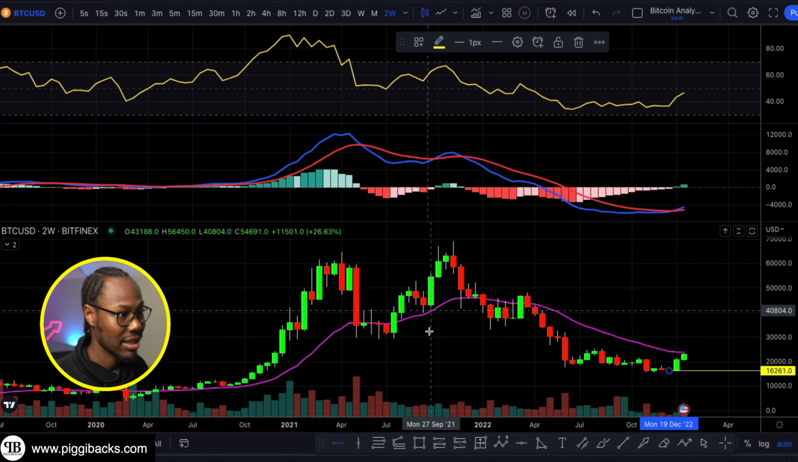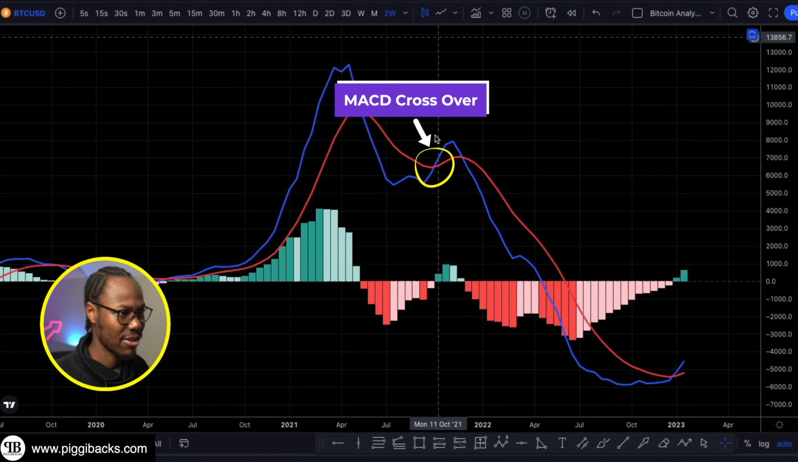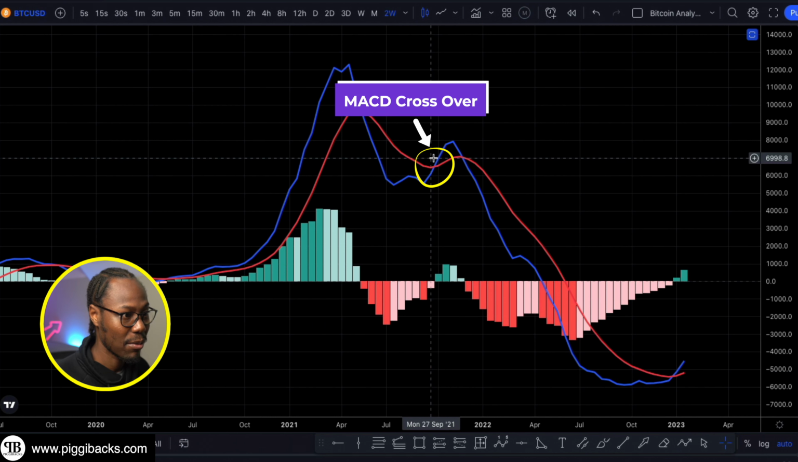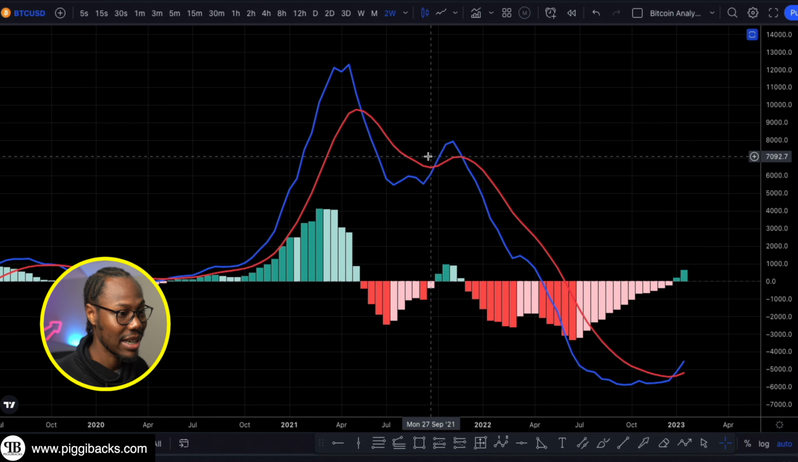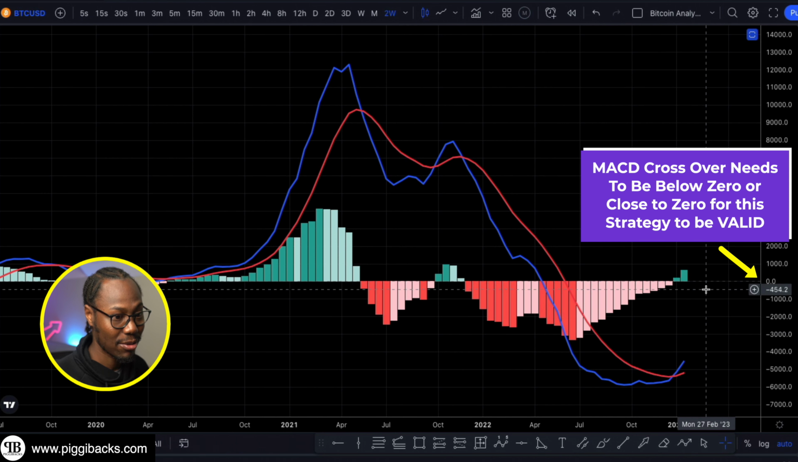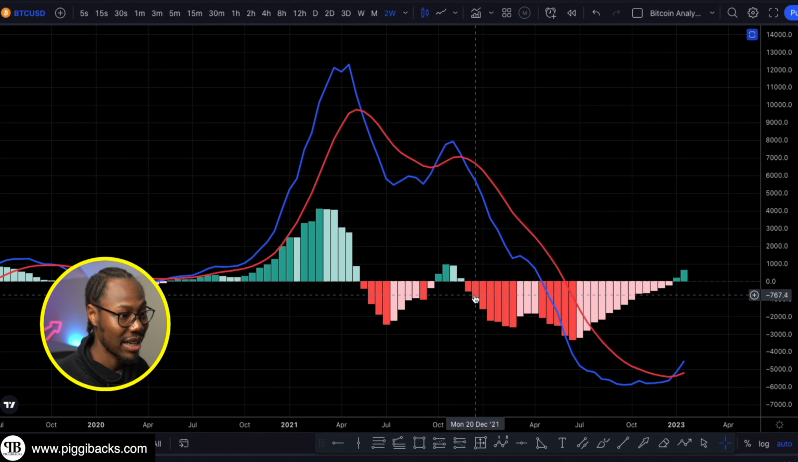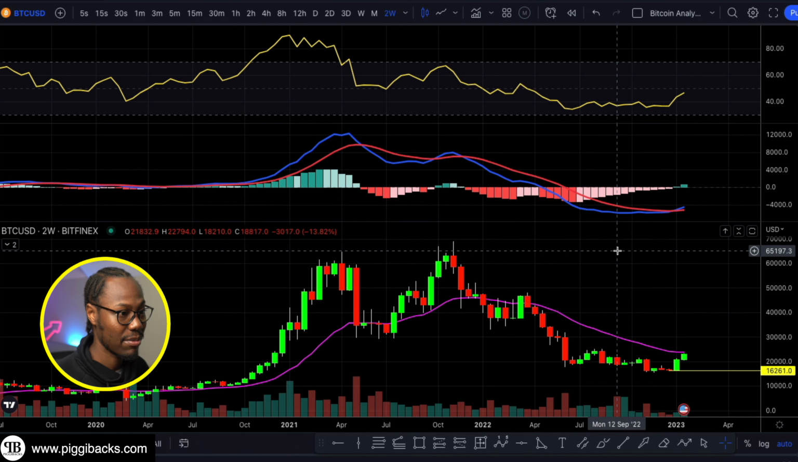And if you look at previous data, you will notice that there was a crossover right here where the blue line went above the red line. So if I zoom into this, you can see the blue line went above the red line, but this doesn't count because it is not near the zero line and it is not below the zero line right here. So this zero line right here, where the histogram, whenever Bitcoin crosses over, the histogram becomes red when the red line is above the blue line, and the histogram becomes green when the blue line is above the red line. So this is important to keep in mind because this is part of the strategy of the MACD on a 2-week time frame.